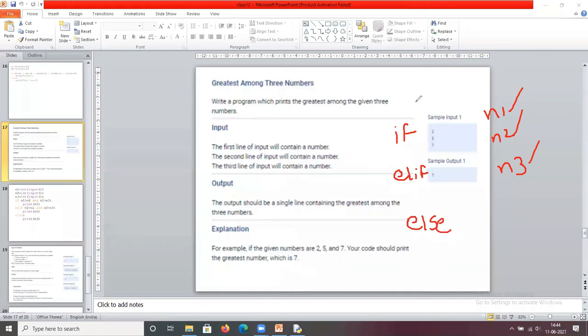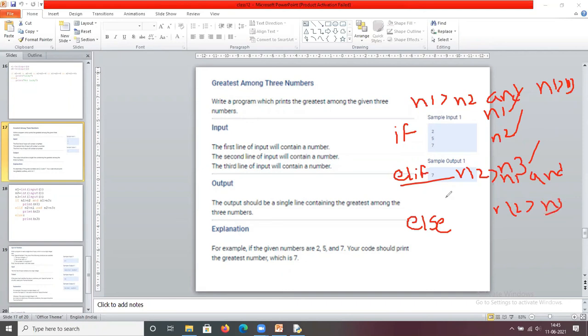Okay. So how can we check? First, n1 greater than n2 and n1 greater than n3. This is the first instruction. If it is false, then you go for else if. Here we check n2 greater than n1 and n2 greater than n3. If it fails, finally we have only n3, so you print n3 as the big one. Okay, so here we have 3 cases, so we are going to use else if.